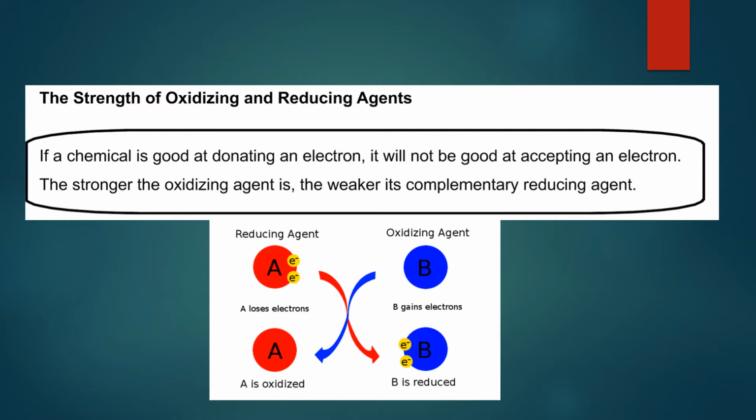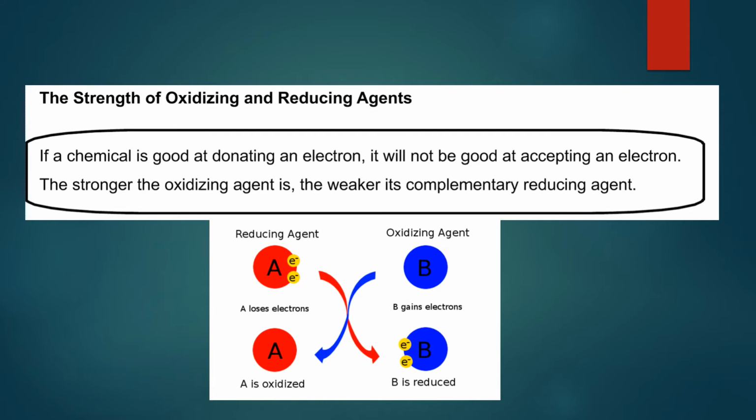So when we're looking at oxidizing and reducing agents, what we're really looking at is transfer of electrons, how electrons are transferred from one species to another. And if a chemical is good at donating an electron, it's not going to be good at accepting an electron. This is very similar to what we talked about in acid-base chemistry: if a chemical is good at donating a proton, it's not going to be so good at accepting one.